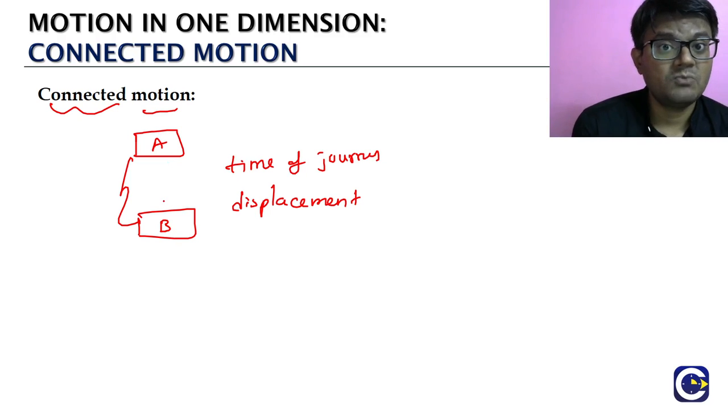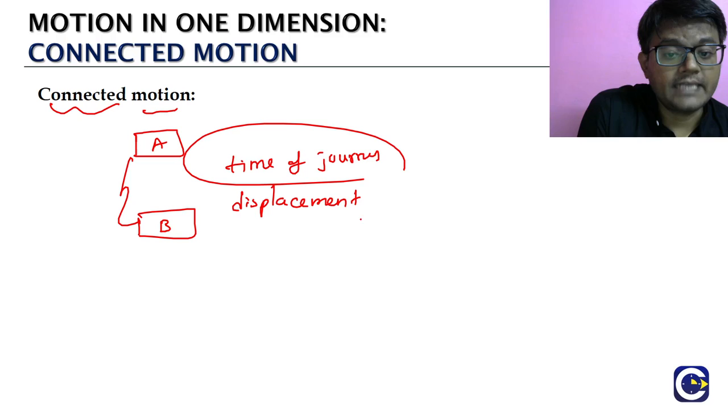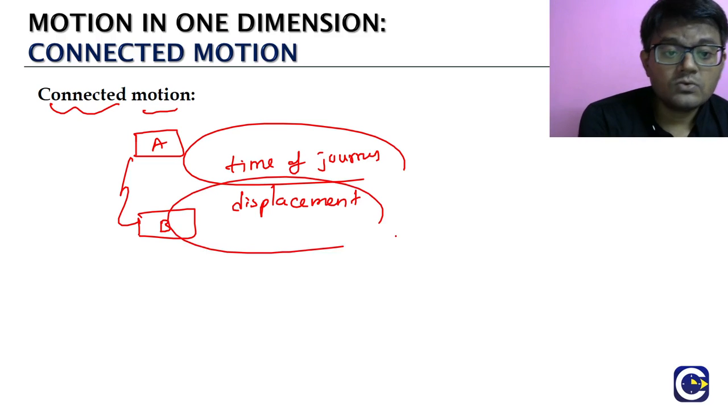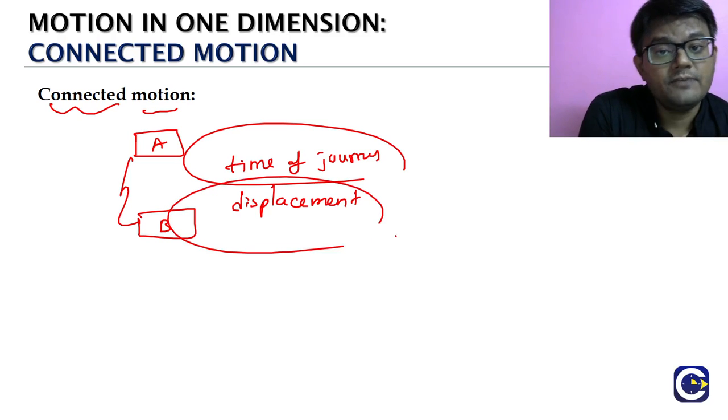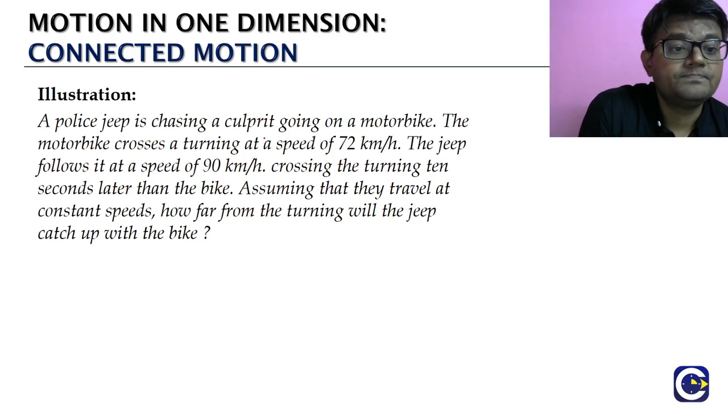We can even have connecting motion of three objects, which gets a little bit complicated to analyze. But nevertheless, we can do those kinds of questions also. So here we will talk about connecting the motion of one object to another. We can connect it in terms of, as I said, the time of journey as well as the displacement of the journey. We will have to look at some problems, then only we will understand how these connected motion problems can be framed. This is the basic idea of what we call connected motion. Let us look at some questions, then we will get clarity.